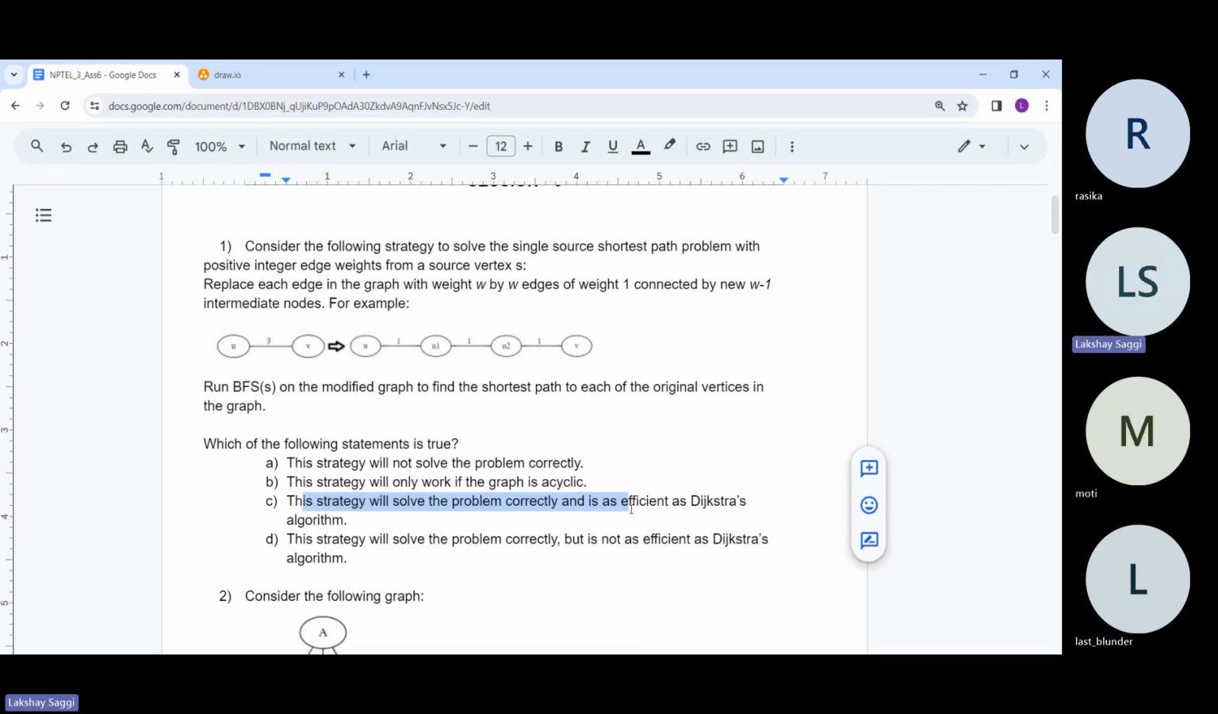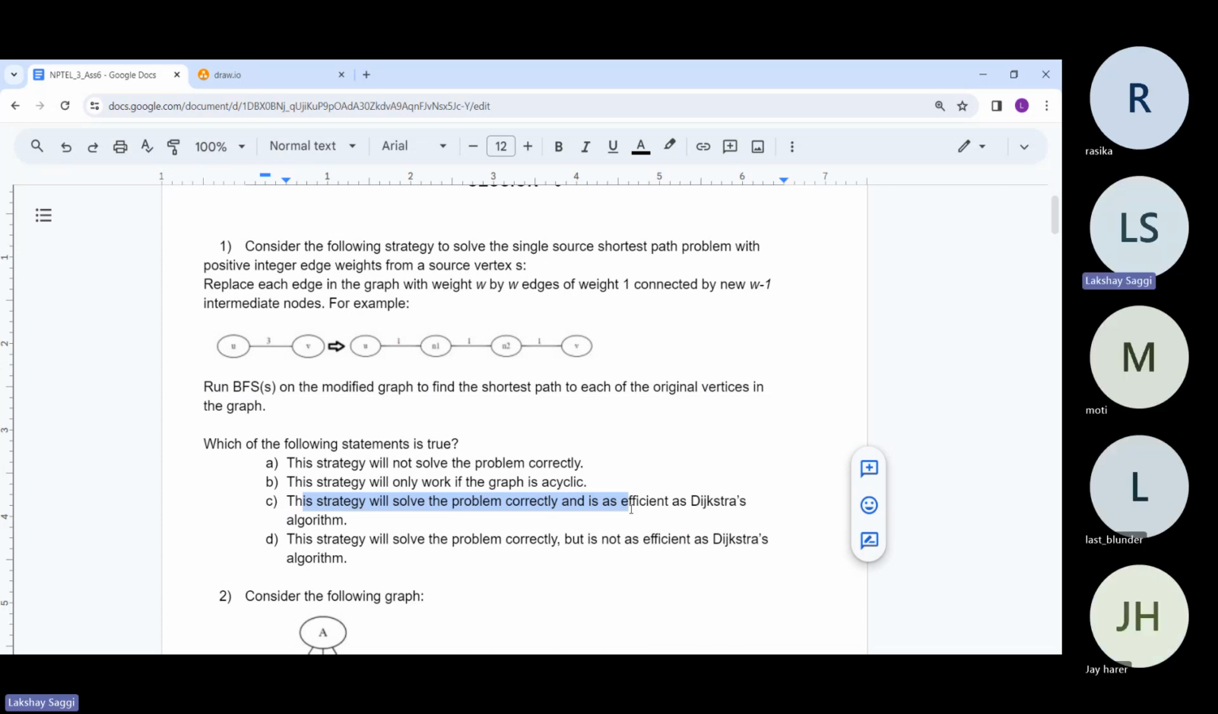So first of all, just always keep in mind that whenever we are solving a problem, before looking at the efficiency of an algorithm or any strategy, we first need to ensure that what we are doing is actually correct, right? So first of all, we should decide whether this algorithm will be correct or incorrect. And after that only we should decide whether it will be as efficient as Dijkstra's or not as efficient as Dijkstra's.